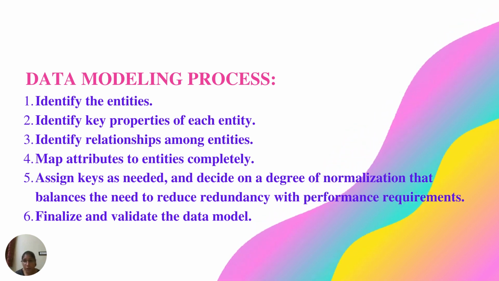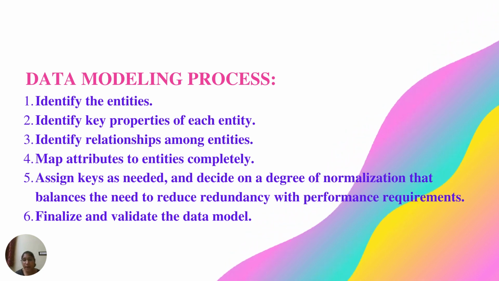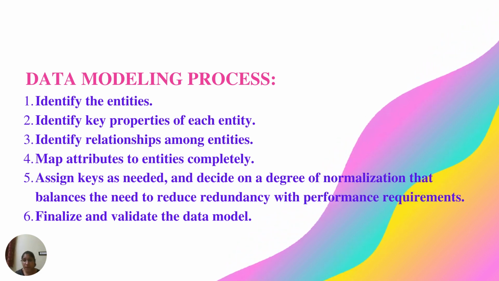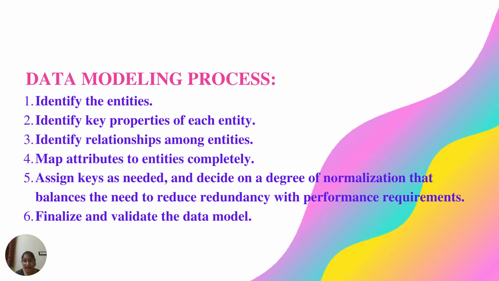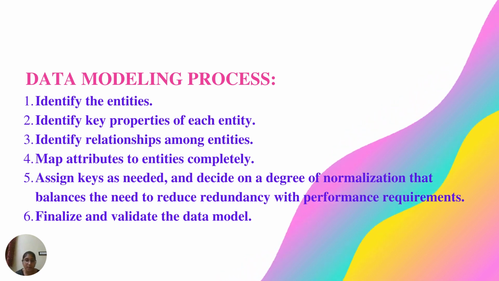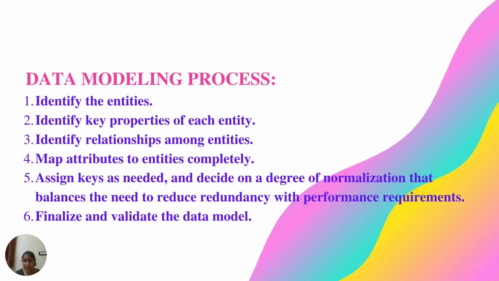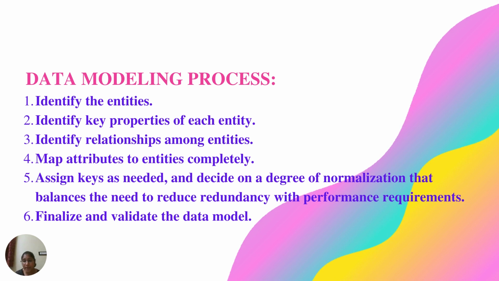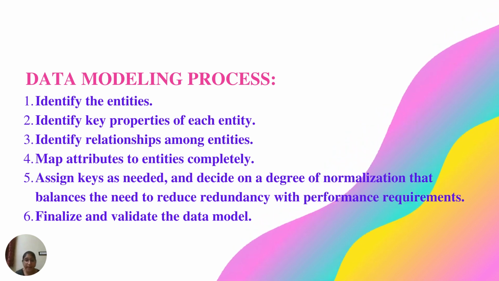In the fifth step, we will assign keys as needed and decide on a degree of normalization that balances the need to reduce redundancy with performance requirements. For instance, if customers are each assigned a key, the key can be linked to both their address and the order history without having to repeat this information in the table of customer names. Normalization tends to reduce the amount of storage space a database will require, but it can add cost to query performance. In the sixth step, which is the last step, we will finalize and validate the data model.